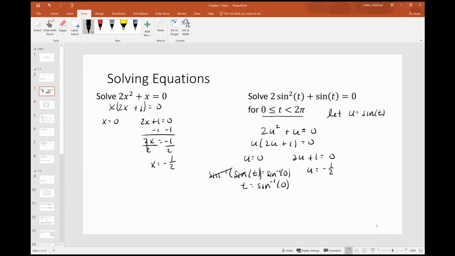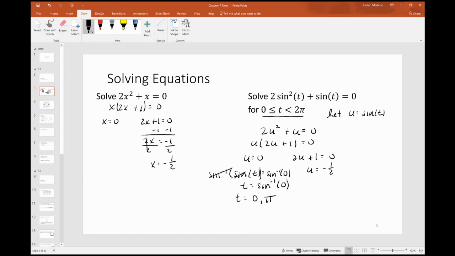So let's go back to our problem here then. 0 is good because 0 is less than or equal to 2 pi. So my two solutions here in this first equation for t are going to be 0 or pi, because that's where our y-coordinate is 0.